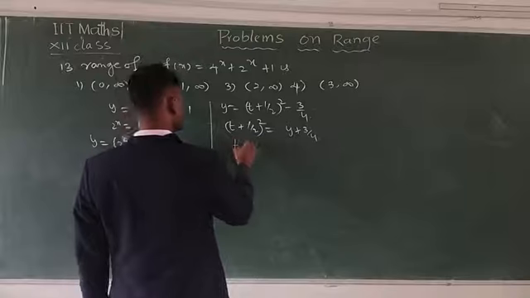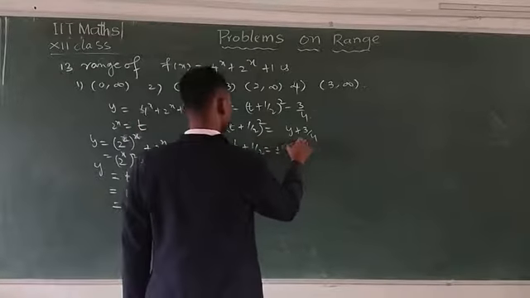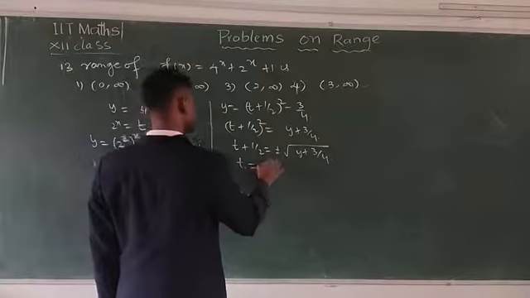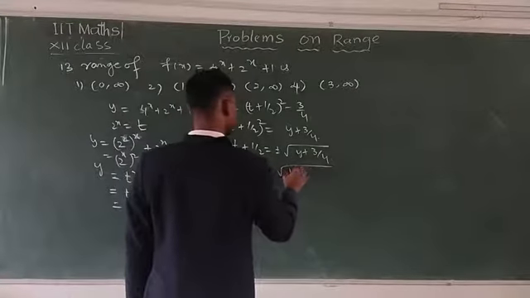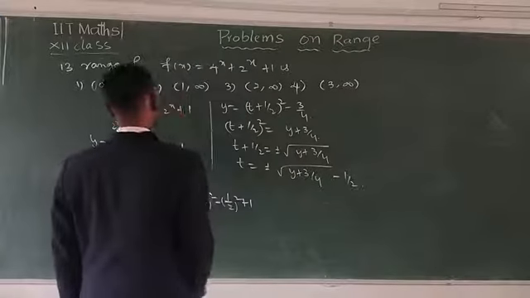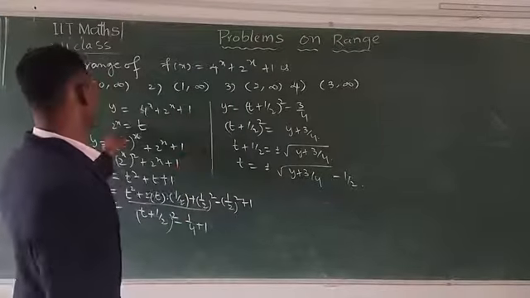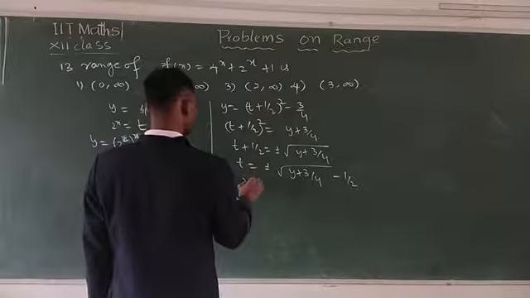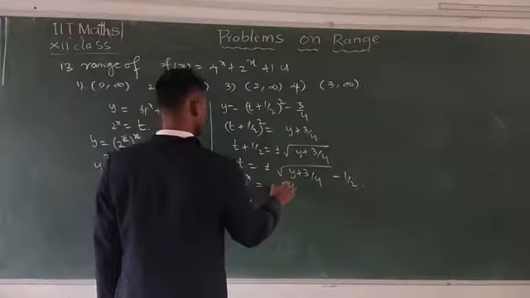Now t + 1/2 = ±√(y - 3/4). This 1/2 goes to that side: t = ±√(y - 3/4) - 1/2. What is t? Here t means 2^x.